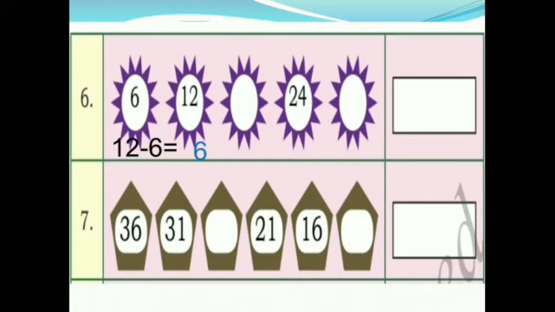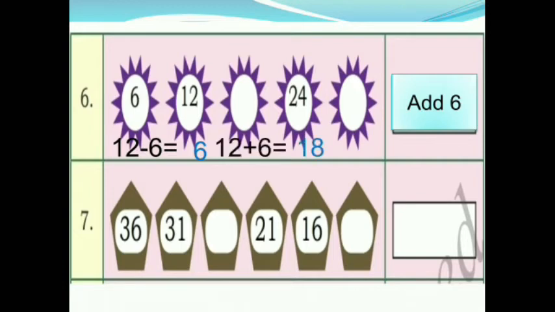Children, see this pattern. This pattern is in increasing order or decreasing order? Yes, this pattern is in increasing order. So we should add 6 to 12. What is 12 plus 6? Yes, 12 plus 6 is equal to 18. Then the missing number is 18. Next we should add 18 plus 6. What is 18 plus 6? Yes, 18 plus 6 is equal to 24.